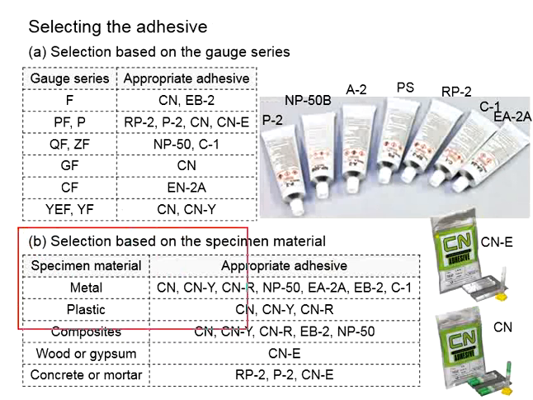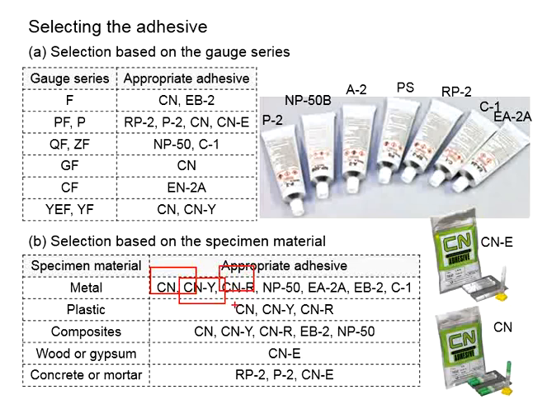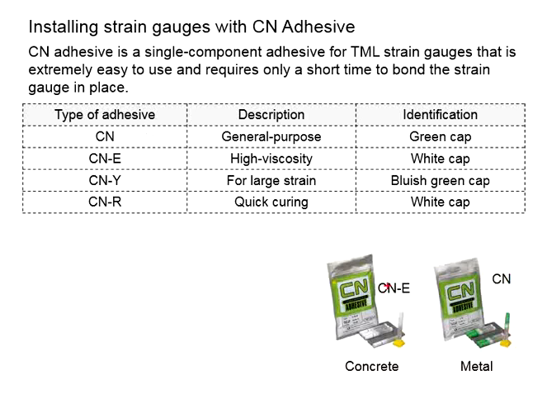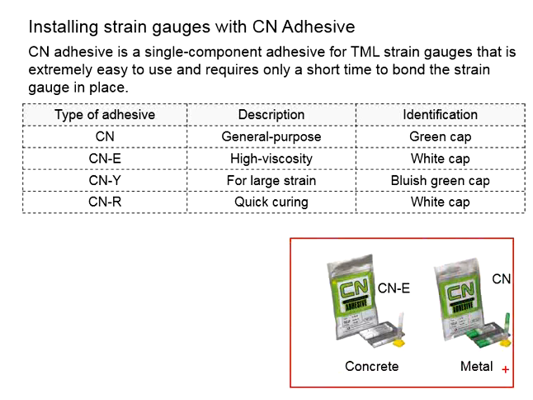If you refer to the table here, CN, CNY and CNR can be used for metal. It is also applicable for plastic and composites. As for concrete or mortar or wood and gypsum, CNE will be applicable. The package seems to be the same. Some may not know the differences.